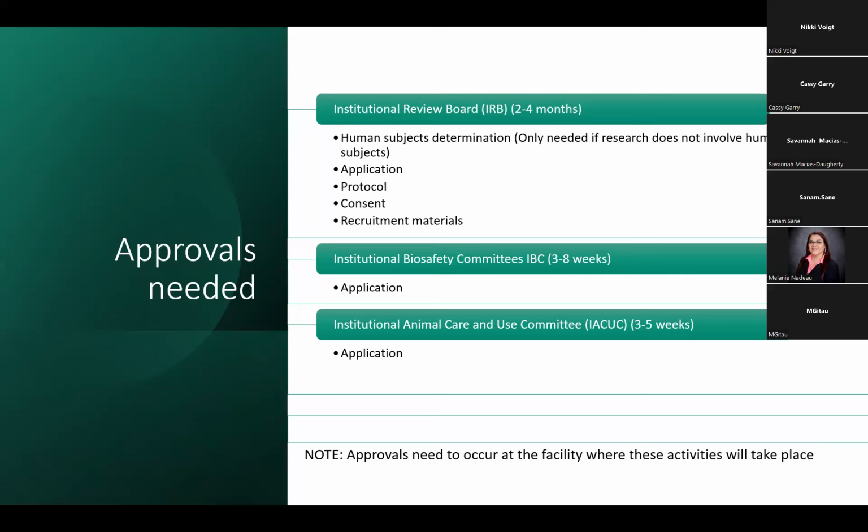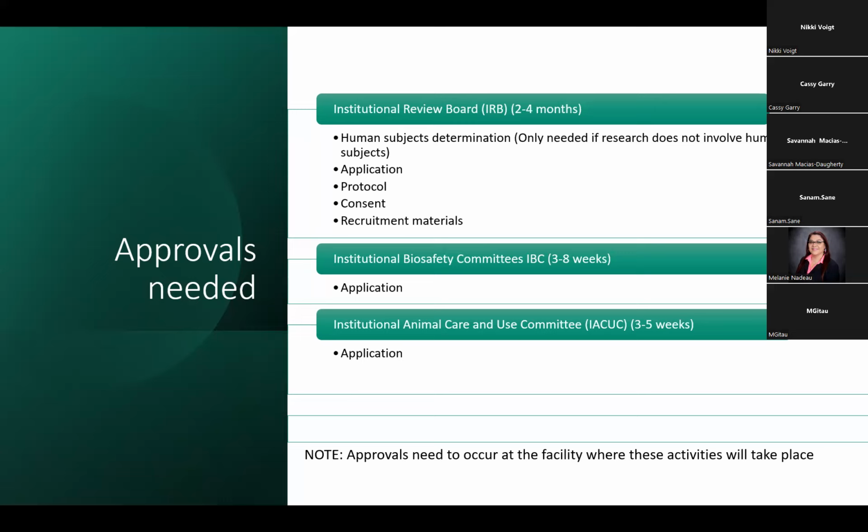Next, you're going to want to do your IBC application. The purpose of the IBC is just to ensure protection from any possible exposure to biohazardous materials. So it's required for all genetic engineering and any institution that is receiving NIH funding, even if the proposed work is not funded by the NIH.